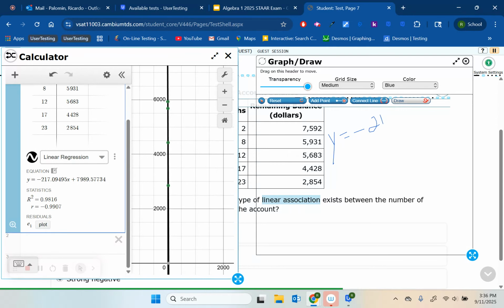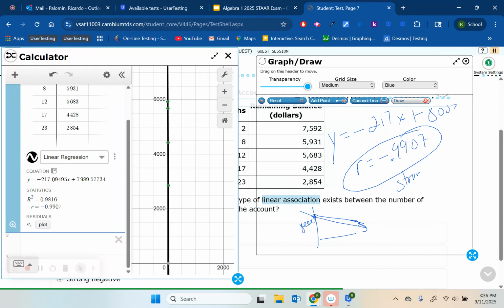Y equals negative 217x. It's negative, so this graph is going down. And plus, this is really close to 8,000, right? So here at 8,000, it starts, and then it's coming down this way. What we need to look at really here is the R. And the R is everything. It gives you the R. The R is negative 0.9907. That is a very strong linear regression.